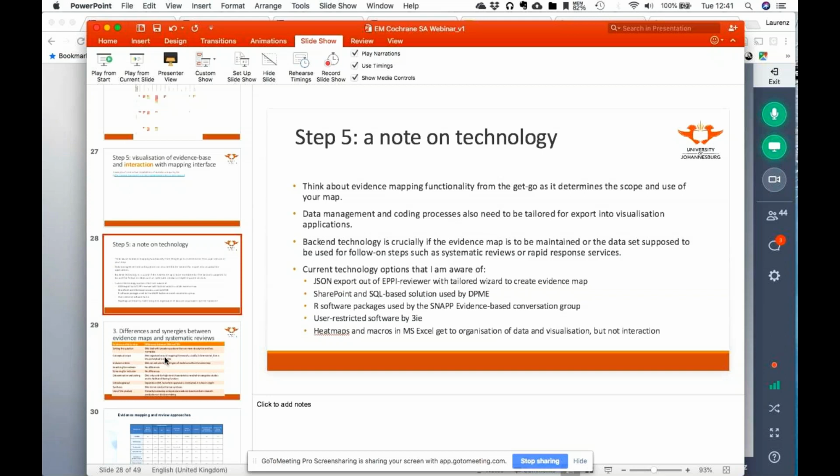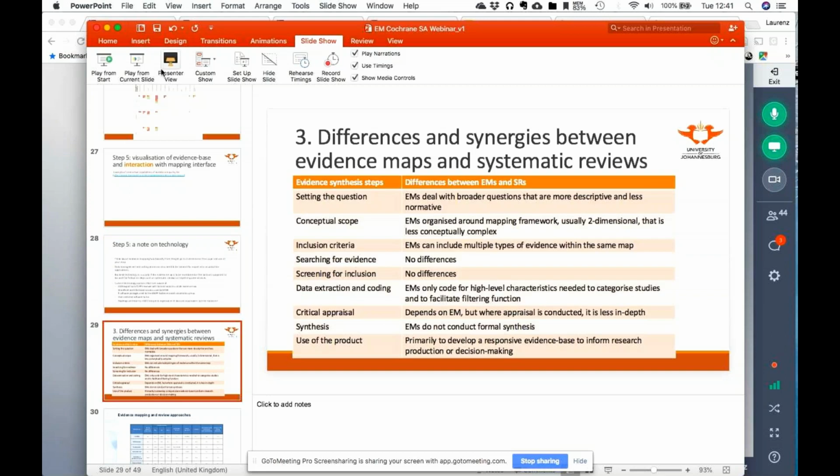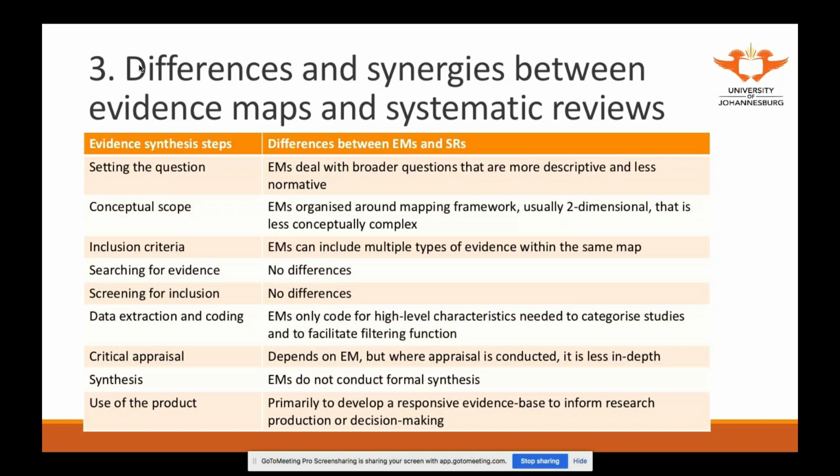So when talking through the different steps for evidence maps, I think I've highlighted a few differences already. So this is really a summary slide on what I've touched on before. Key differences when it comes to setting the question, between maps and full reviews or different types of evidence synthesis, are that evidence maps deal with broader questions and are more descriptive and less normative. So if you want to know what works, evidence maps can only organize for you the evidence on what works, but will not give you the normative answer that intervention A works, intervention B doesn't work. So it's more descriptive, much broader in terms of setting the question.